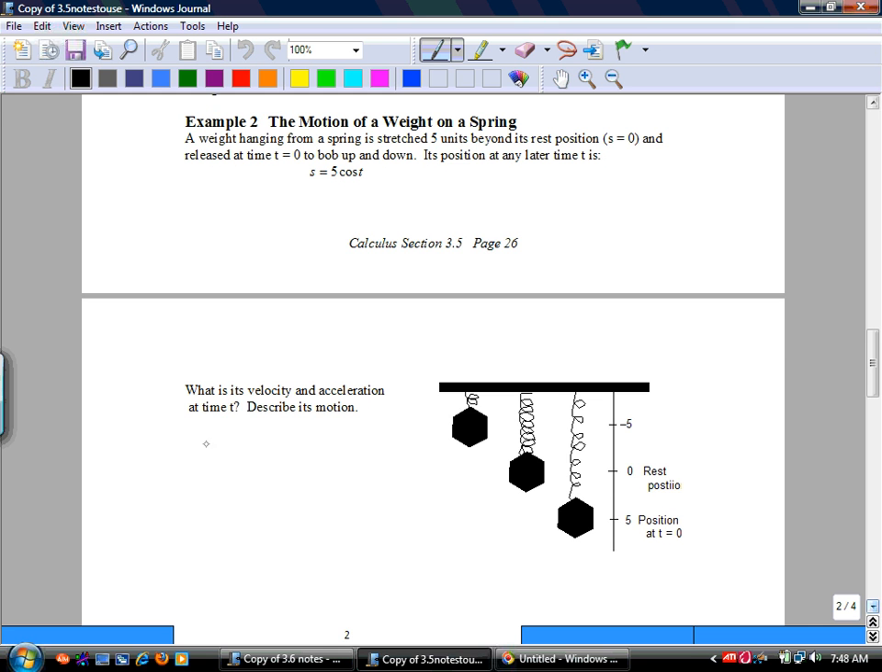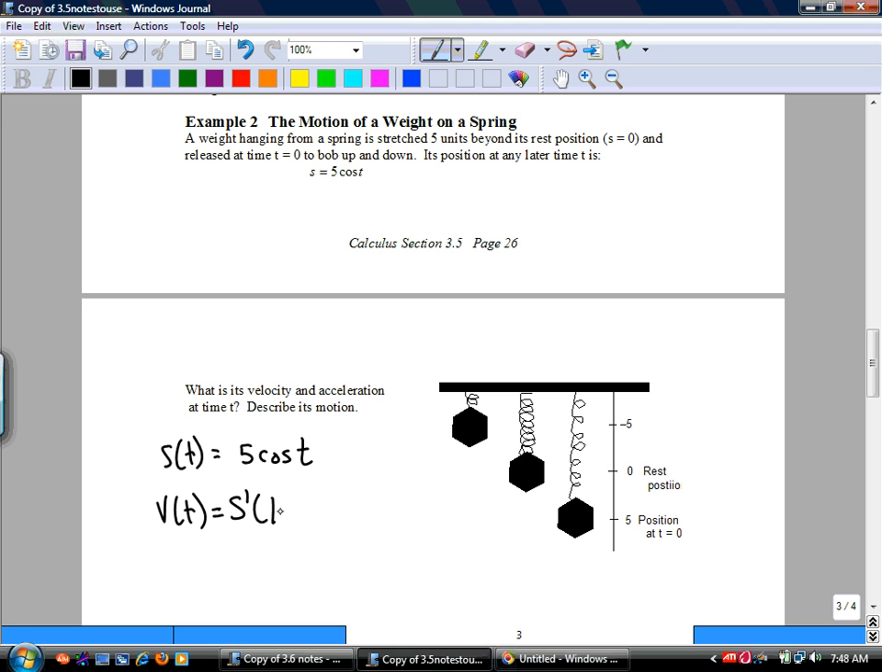So, its position is 5 cos t. Its velocity, v of t, is s prime of t. Copy the 5 down, put your thumb over it. What's the derivative of cos t? Negative sine t. So we clean that up: negative 5 sine t. So that's our velocity.